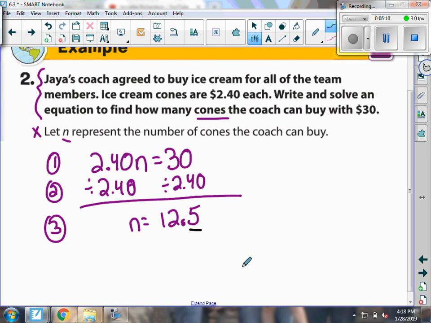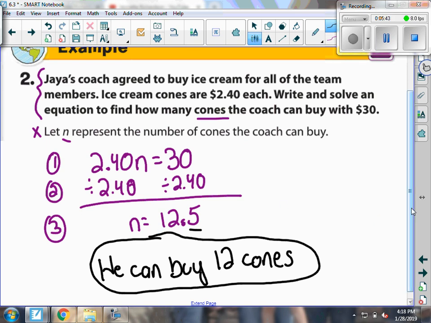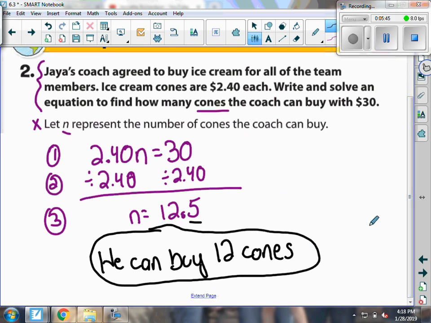We have half of an ice cream cone here. If we pay for half of an ice cream cone, are they going to give us the other half for free? No, they're not. So we can only get the whole number of ice cream cones that we can afford to buy. So the coach can only afford to buy 12 cones. We cannot round that up to 13 because they will not give us half of a cone for free. That's not how companies work. So our answer is he can buy 12 cones.